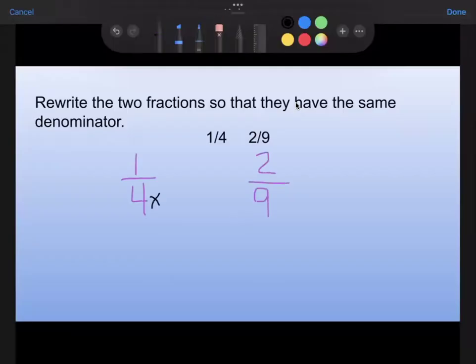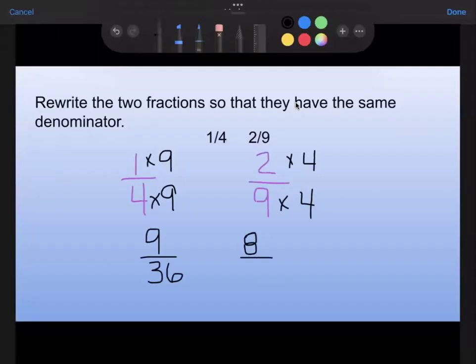So I'm going to multiply this one by 9 and this one by 4. Now, whatever I did to the bottom, I also have to do to the top. So that means this will be multiplied by 9 and this will be multiplied by 4. 1 times 9 is 9. 4 times 9 is 36. 2 times 4 is 8. And 9 times 4 is 36. So the two fractions rewritten so that they have the same denominator are 9 over 36 and 8 over 36.